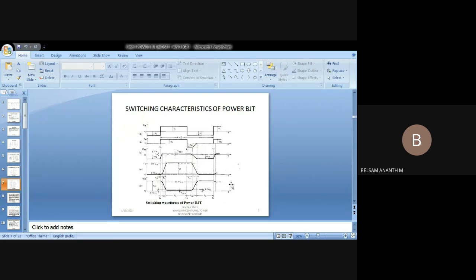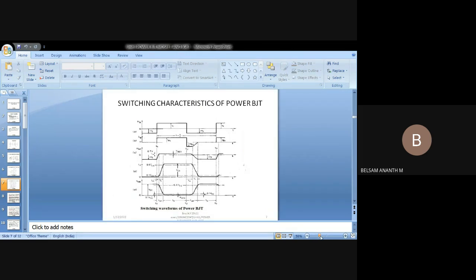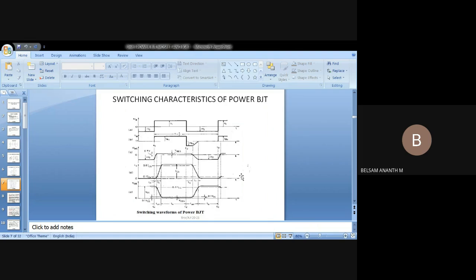So here, maybe the diagrams do not look very visible. Maybe if you zoom it, at least you can see. Just a minute. If I zoom, okay, now I think it's quite okay.